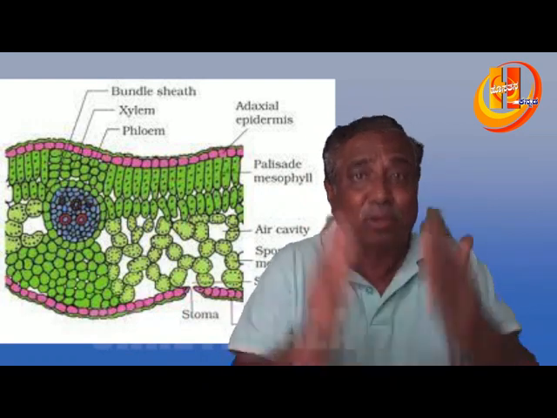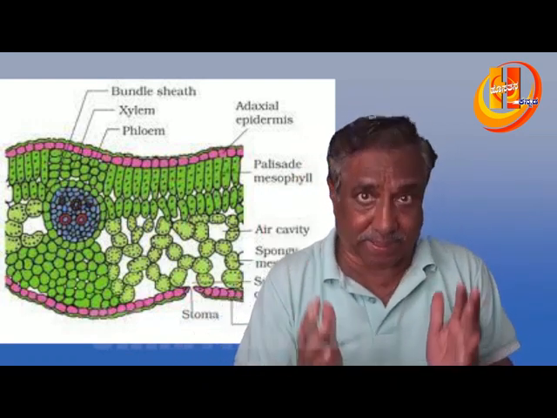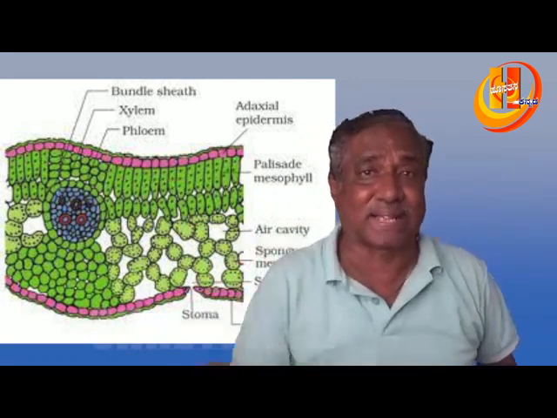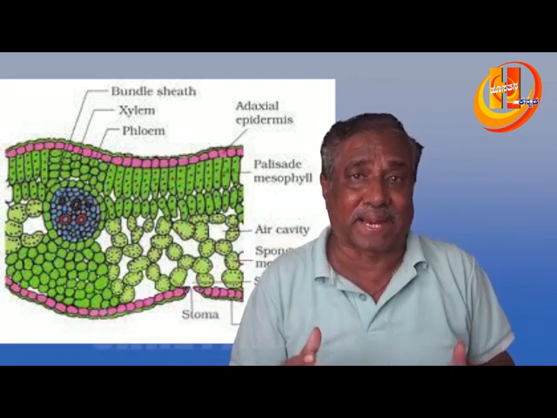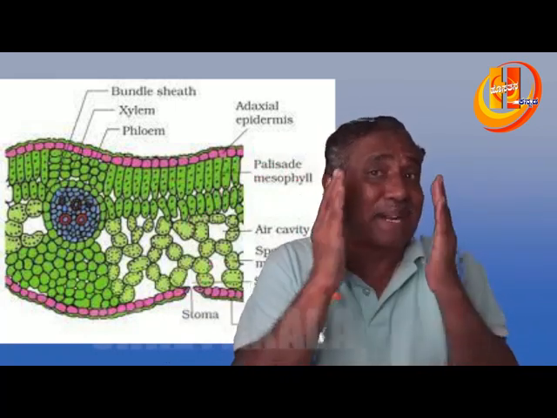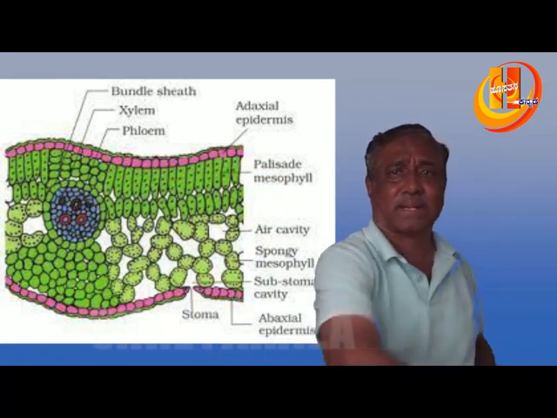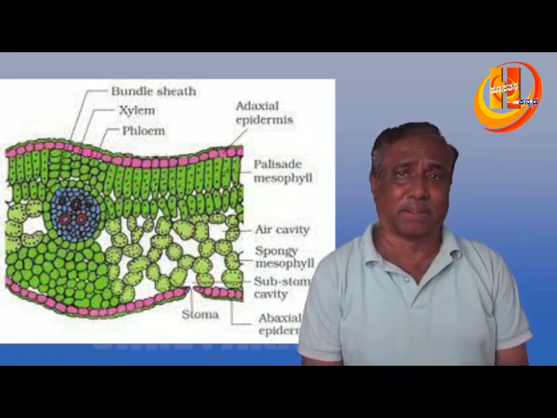Phloem is present towards the lower epidermis, and vascular bundles are surrounded by a border of parenchyma, usually called bundle sheath. And bundle sheath extensions in the Dicot leaf are composed of collenchyma. That is very, very, very important.